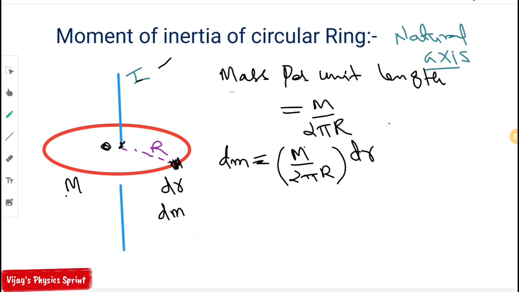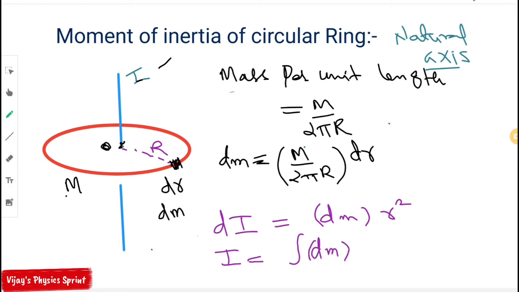Now I'm calculating the moment of inertia about the natural axis. According to the formula, moment of inertia is equal to mass into the square of the distance. For the small portion of mass, the moment of inertia is dI. So for the total, we have to apply the integration of dm and R square. R is the radius, the distance, taken as capital R, and the limits are from 0 to the total perimeter, which is 0 to 2 pi R.